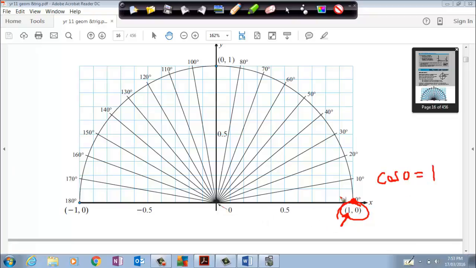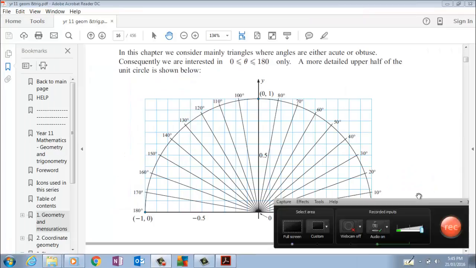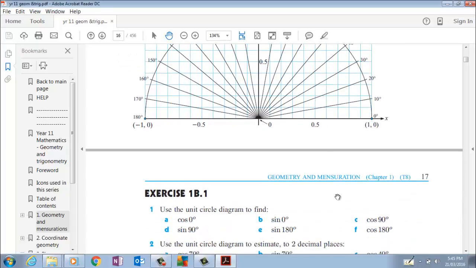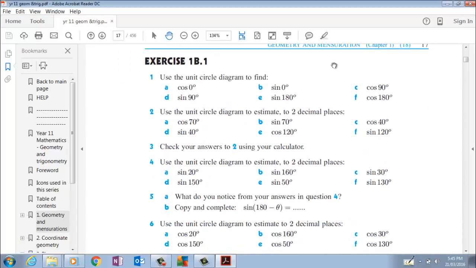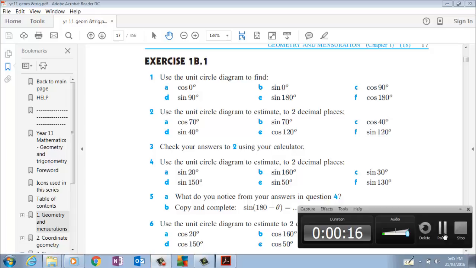Now the sine value is the y-coordinate value. Sine of 0 degrees is equal to 0, because the y-coordinate of that point is 0. That's this one here. Right, so cos of 0 degrees is 1, sine of 0 degrees is 0. Okay, so you can try the next set of questions. So we've done cos 0 and sine 0. You try C, D, E and F. So you can pause that now and try that and come back for the answers.